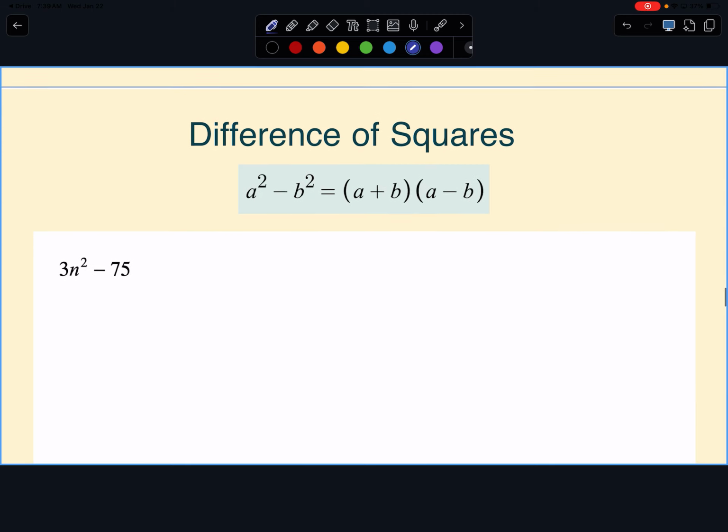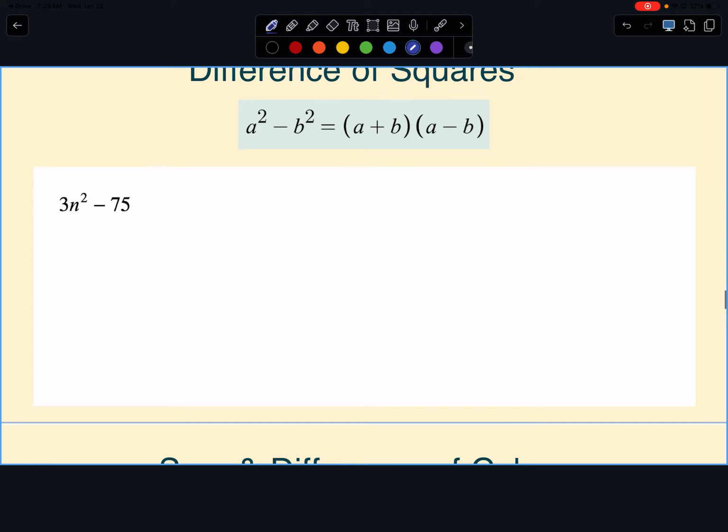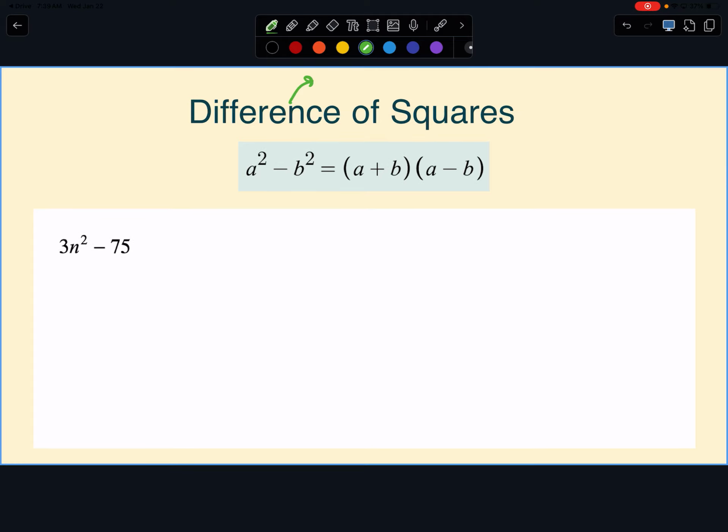So let's talk about perfect squares, difference of perfect squares. When you have the difference, meaning subtraction, between two terms that are built completely out of perfect squares, then you will be able to factor using this pattern. The square root of the first term plus the square root of the second term times the square root of the first term minus the square root of the second term, right?